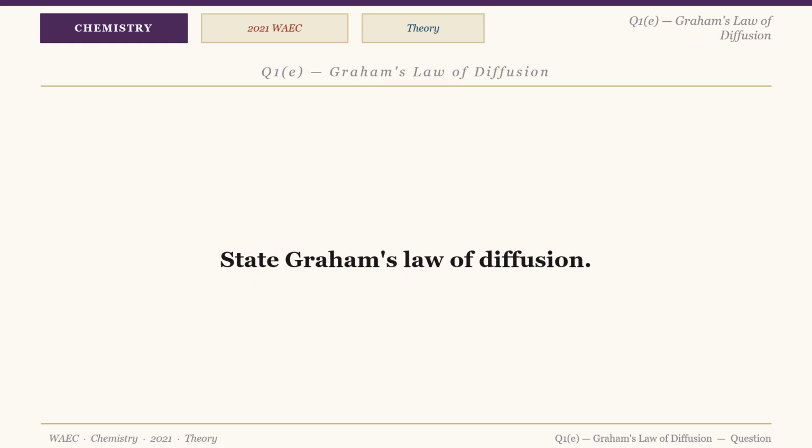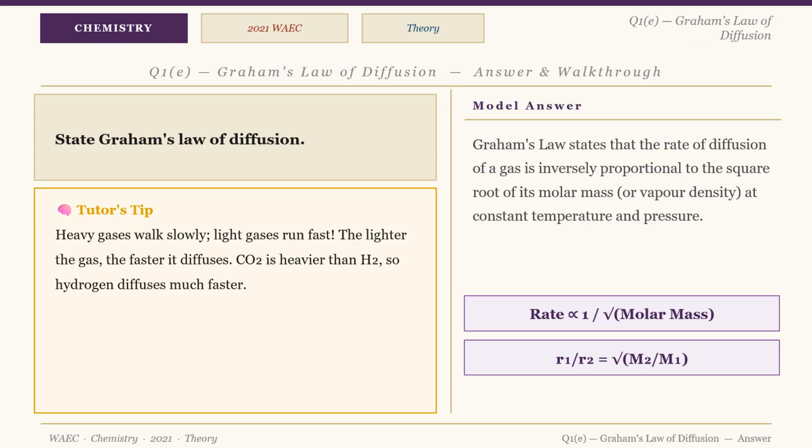Now 1e says state Graham's law of diffusion. Now use this analogy: heavy gases walk slowly while light gases run fast. Imagine trying to race against an obese person. Maybe you are thin and athletic, so the lighter one will be able to run faster than the obese one. So now using that same analogy here, the lighter the gas, the faster it diffuses. So CO2 is heavier than H2. So H2, the mass is 2 times 1, which will give us 2, while CO2 the mass is 16 times 2 plus 12. So you see, since H2 is lighter, it diffuses much faster.